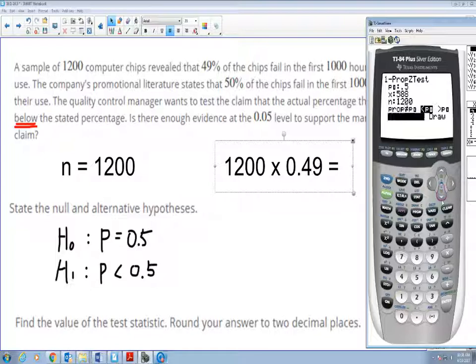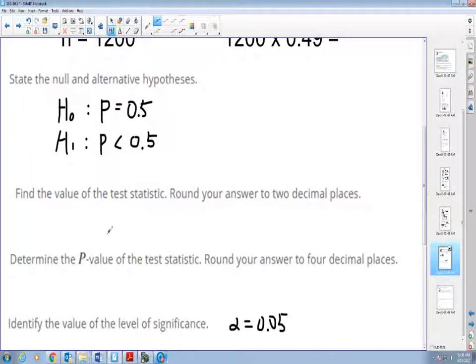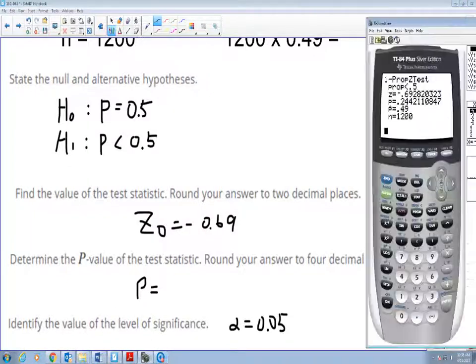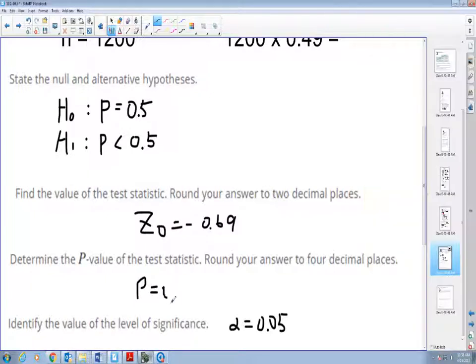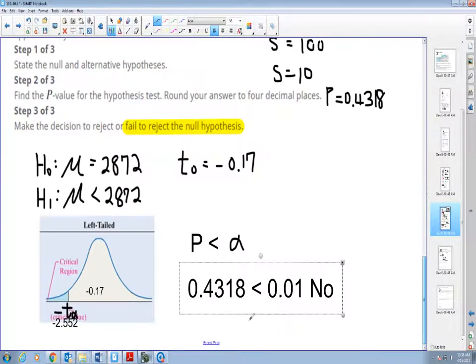Left tail test, calculate. Here is your p-hat. Your p-hat is 49% because that's your sample proportion. This Z is your test statistic: -0.69. My p-value is 0.2442. This is a left tail test, like the previous problem.